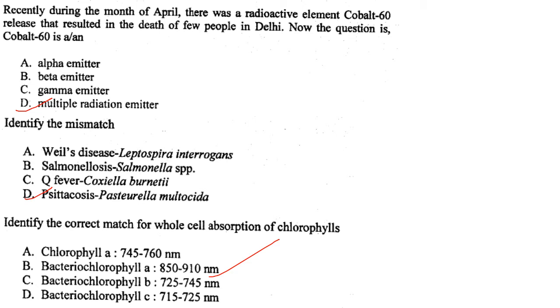Then next one. Identify the correct match for whole cell absorption of chlorophylls. Chlorophyll A 745 to 760, bacteriochlorophyll A 850 to 910 nanometers, bacteriochlorophyll B 725 to 745, bacteriochlorophyll C 715 to 725 nanometers. So the answer is bacteriochlorophyll A 850 to 910 nanometers. Option B.